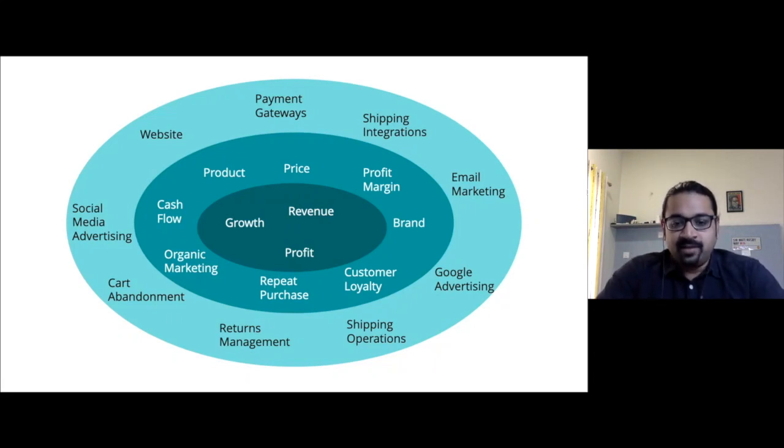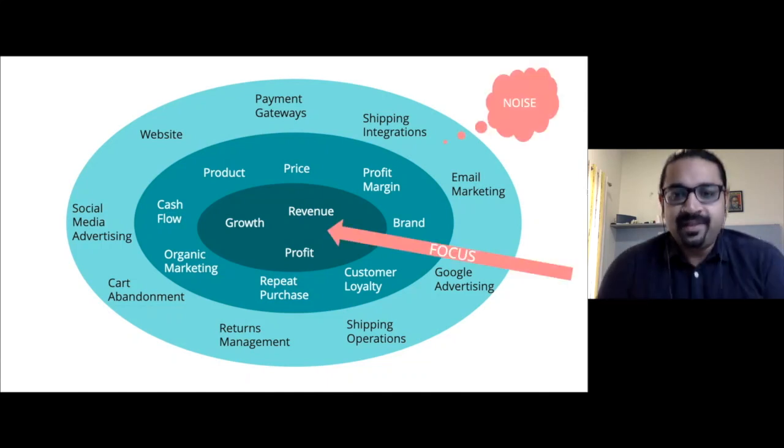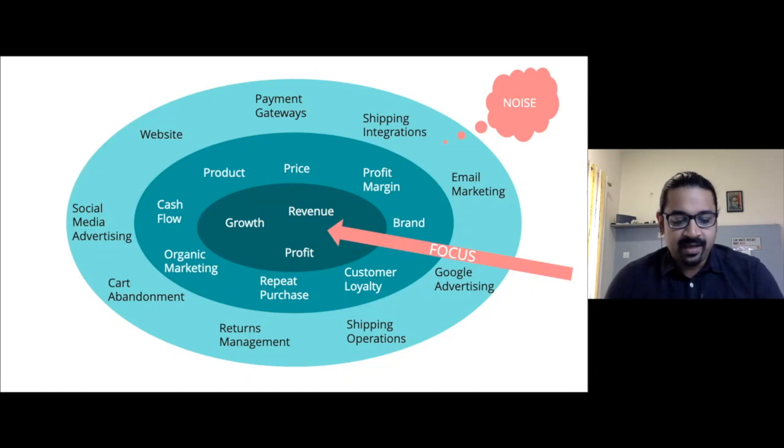So product, what price you should be selling at, how much your profit margin should be, how to build your brand, how to get customer loyalty and repeat purchases, concentrating on organic marketing, and eventually the cash flow will all allow your business to have sustainable revenue and increase profits as you grow your business. So this is the primary way e-commerce sellers should think in today's scenario.